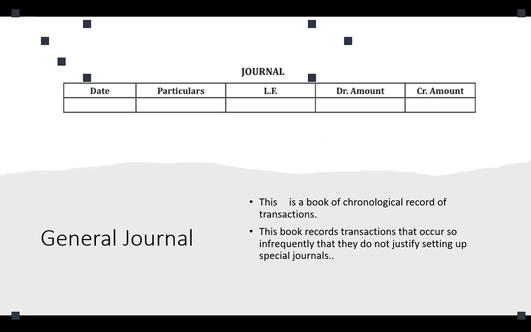This book records transactions that occur so infrequently that they do not justify setting up a special journal. This type of transaction does not occur often. It may occur on some time basis or infrequently. The number of transactions of such entries is very limited.